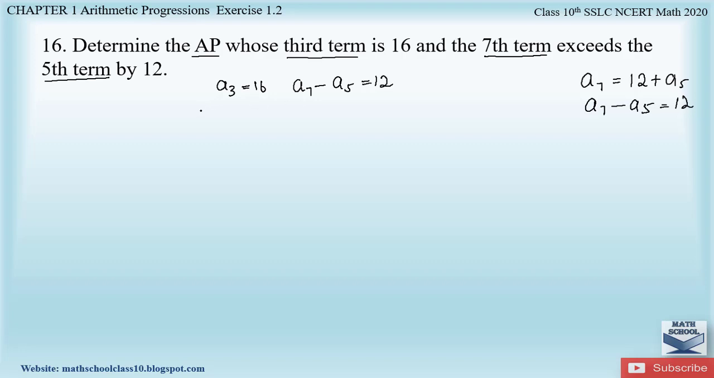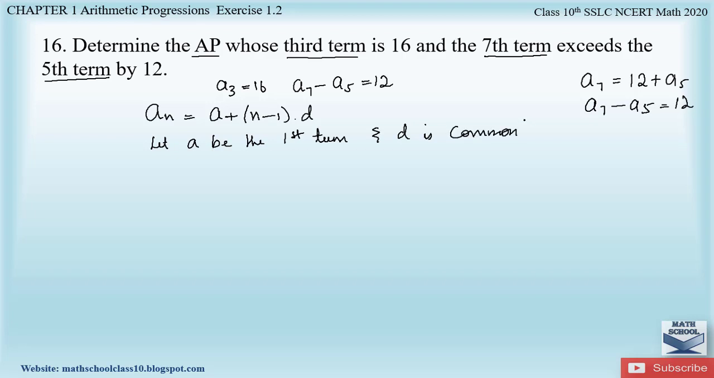So first of all, let us write down the nth term formula, which is given by an is equal to a plus n minus 1 into d, where let a be the first term and d the common difference. We are writing this down because the first term and common difference are not given here. That's why we are assuming a and d to be the first term and the common difference.